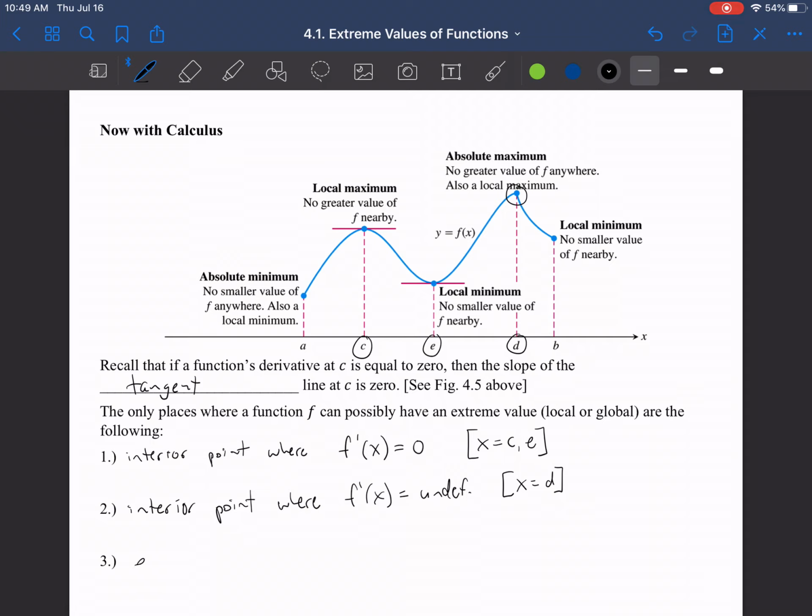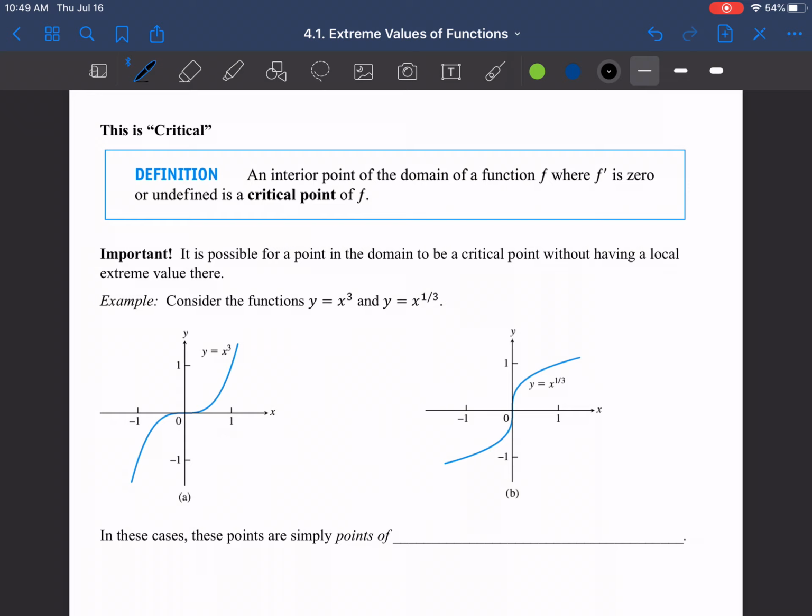And then the last place is at the end points, not the interior points. That's at x equals a right there, or x equals b right there, the ends. All right, so this is critical. We're going to talk about critical points. An interior point of the domain of a function f where f prime is 0 or undefined is a critical point.